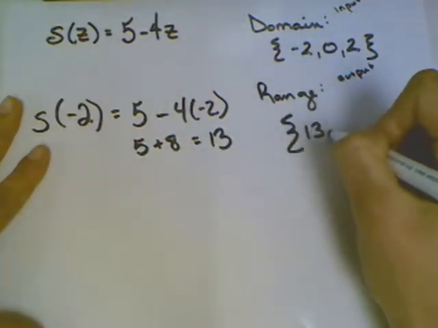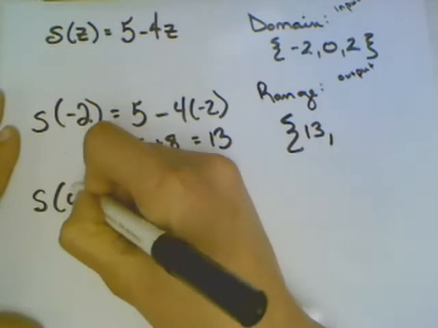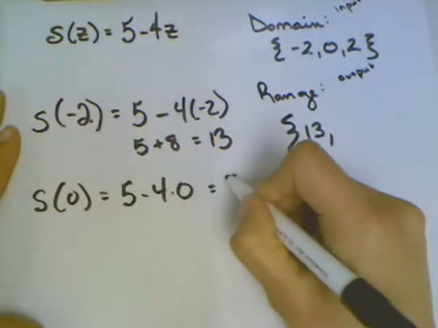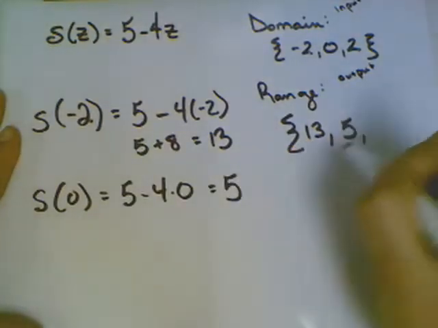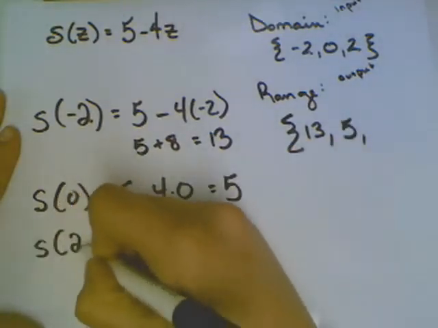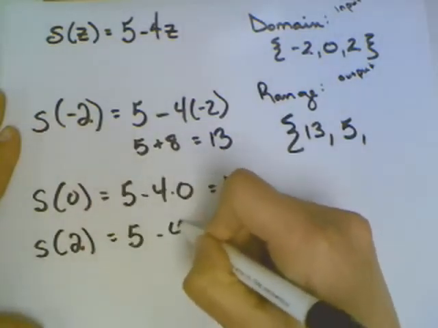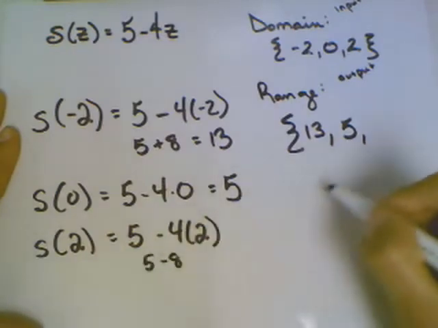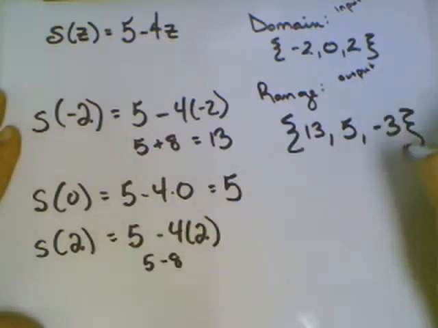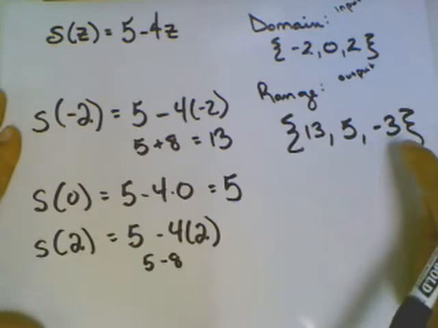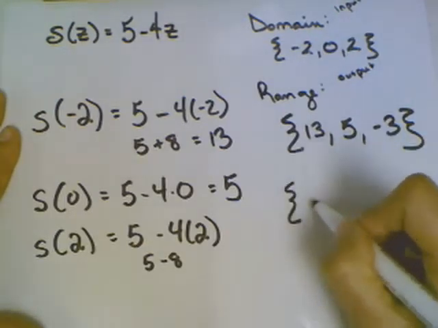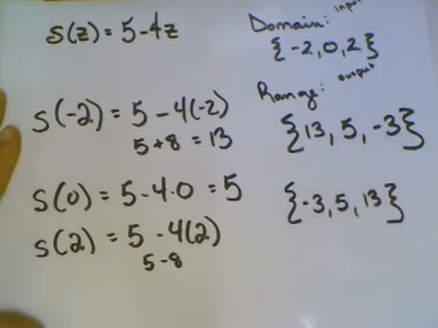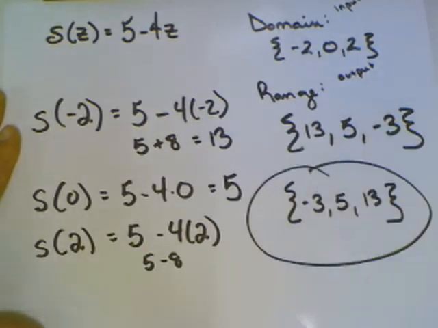13 is in our range. S of 0 is 5 minus 4 times 0. That is 5. So 5 is in the range. S of 2 is 5 minus 4 times 2, which is 5 minus 8, which is -3. So all the values in our range are 13, 5, and -3. To be more mathematically precise, we should rewrite these values in order from smallest to largest.